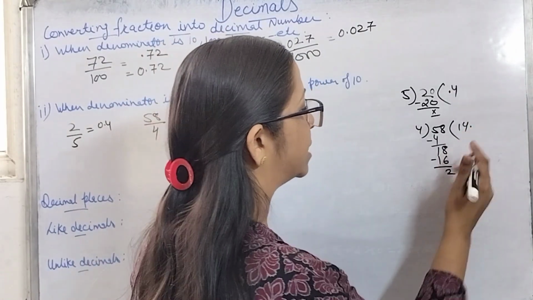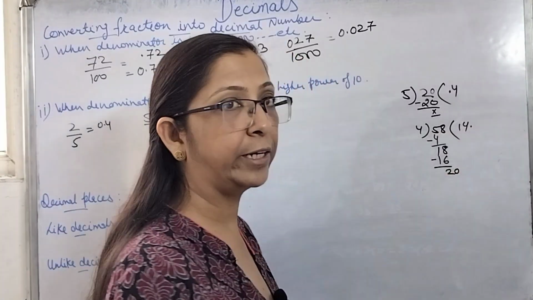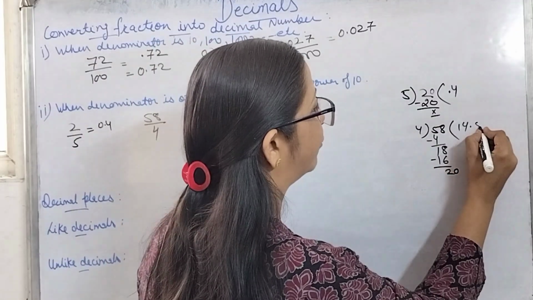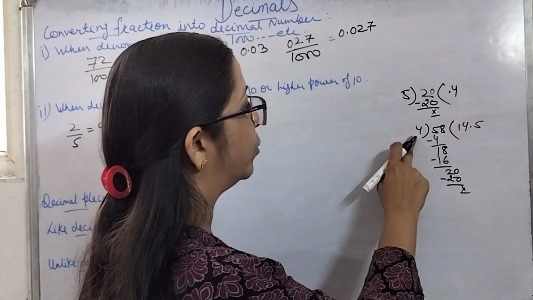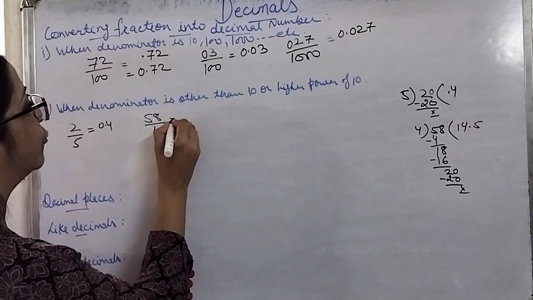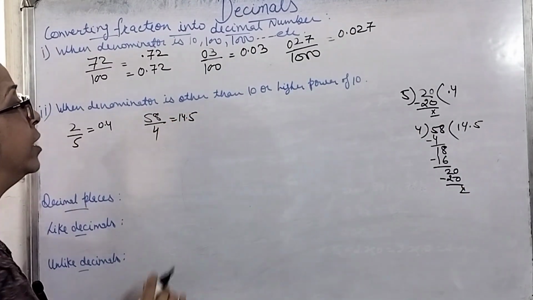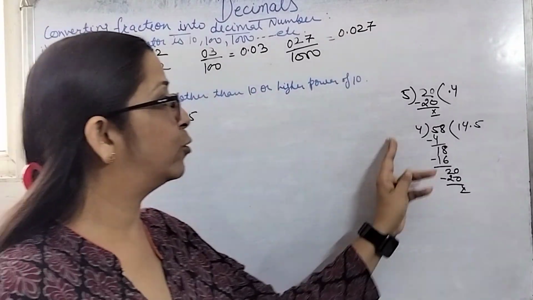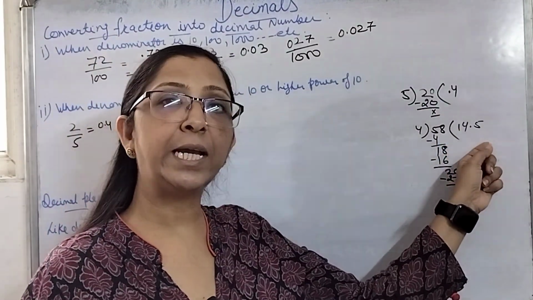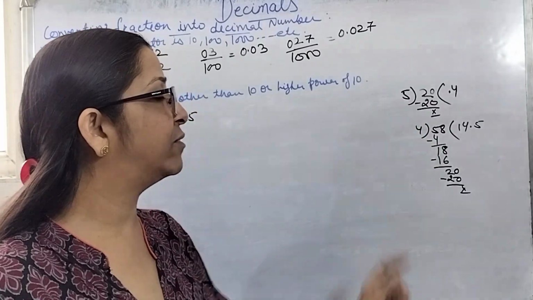Once we have kept the decimal, we will be taking 0 over here. So 4 5 is 20. So 58 over 4 could be written as 14.5. So this is how, if any fraction is given to us, we can convert this fraction into a decimal number by simply dividing it.